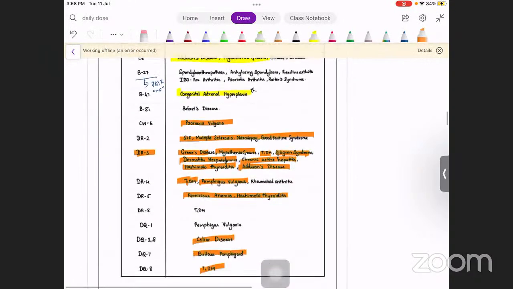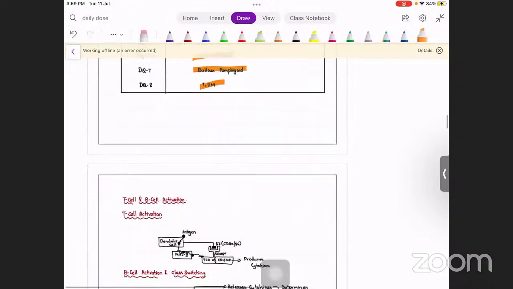Among them, B27, B47, DR3, DR4, DQ2 and DQ8, and apart from these DR5 are important. Only these things you have to remember: B27, B47, DR3, DR5, DQ2, and DQ8.